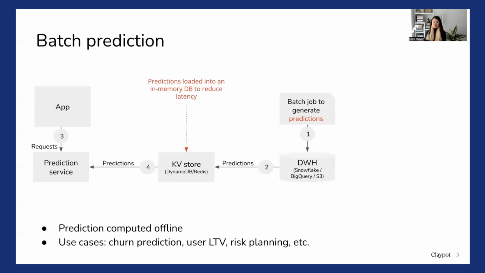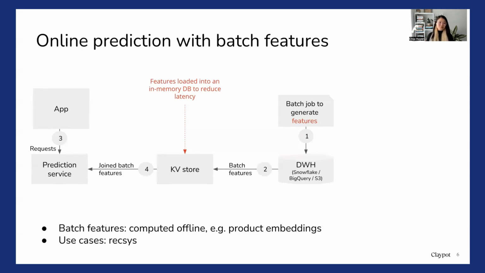From the architectural perspective, batch prediction looks something like this. We first generate predictions and store them in a data warehouse. Then you might want to load them into a key-value store like DynamoDB or Redis for faster retrieval. When you receive a prediction request from the app, you fetch the pre-computed predictions. This works for a lot of use cases, for example, churn prediction, predicting users' lifetime value, or risk planning. You don't really need online predictions for those use cases.